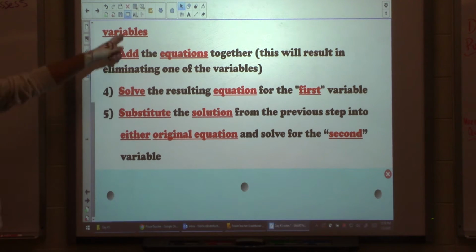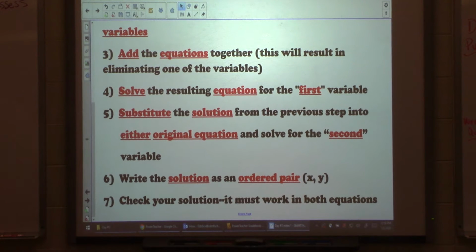Good. Okay. And then your last step, write the solution as an ordered pair. And remember, you can always check your solutions. Your solution should work and make a true statement in both of the equations we're doing this in. So write it as an ordered pair, and then if you would like to, check it.